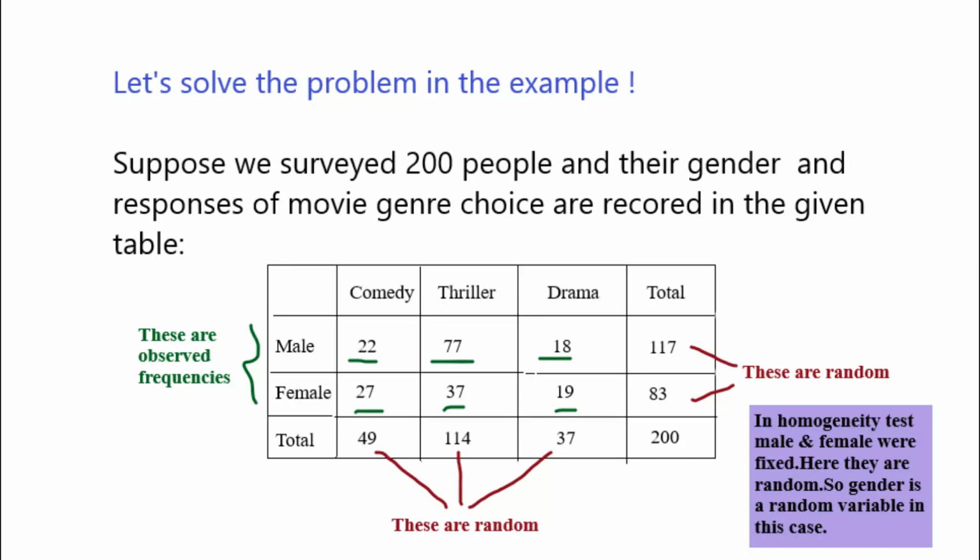Have you watched my test of homogeneity video? In the homogeneity test, male and female were fixed, because male and female were surveyed separately. But in this example, they are random. So gender is a random variable in this case.